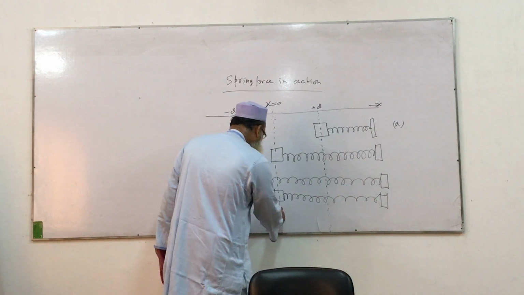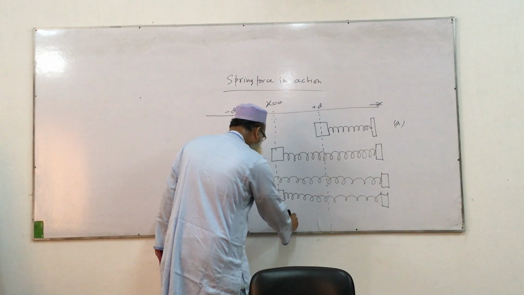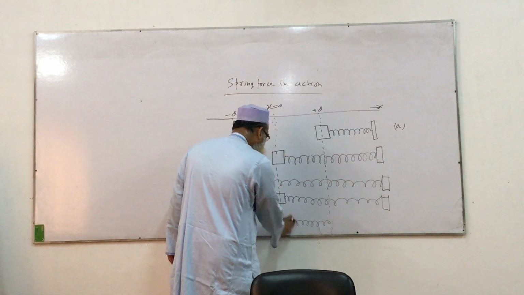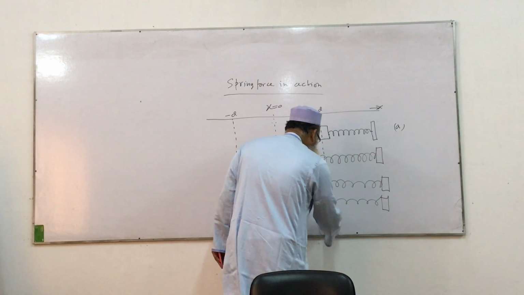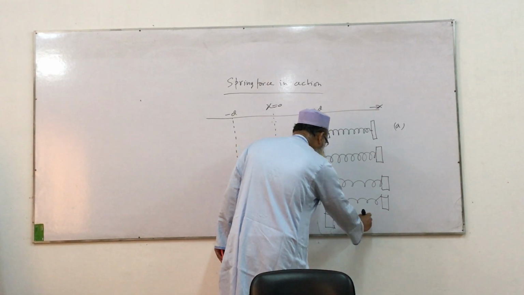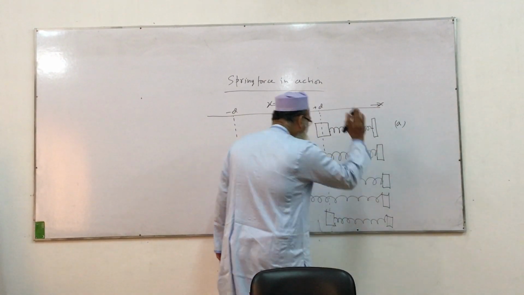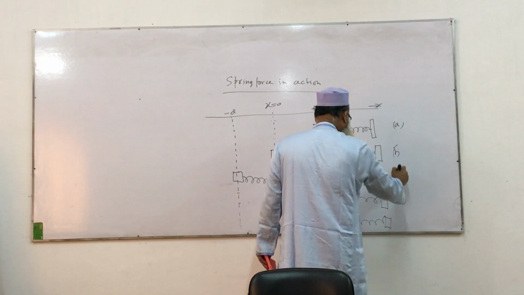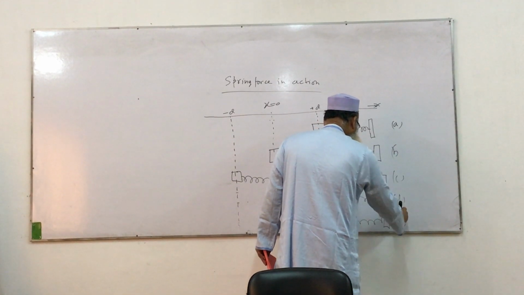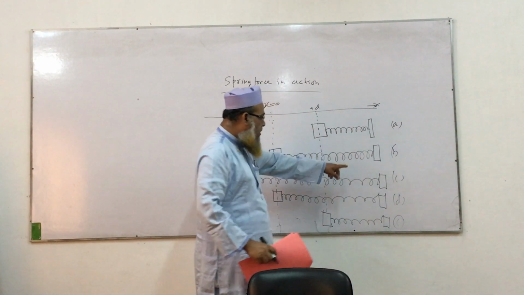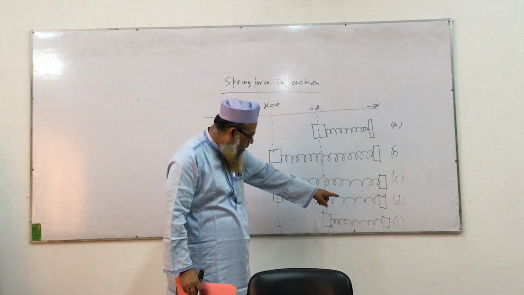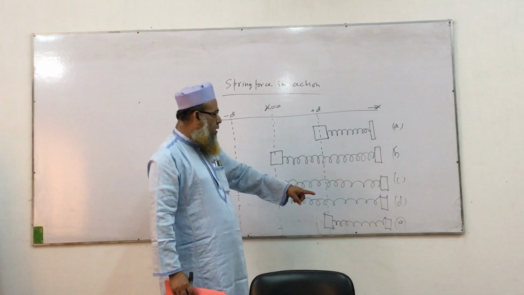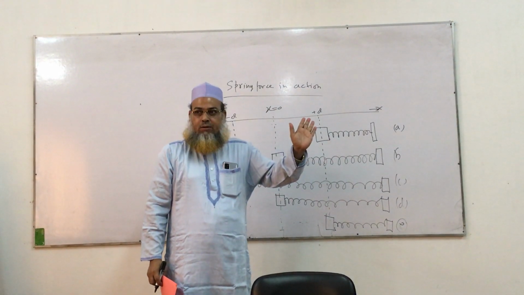Then what will happen? Due to kinetic energy, the block will come back. There will be 5 pictures: 1, 2, 3, 4, 5. You see, there will be 5 pictures. A, B, C, D, E. B, C, D, E defines a complete cycle.